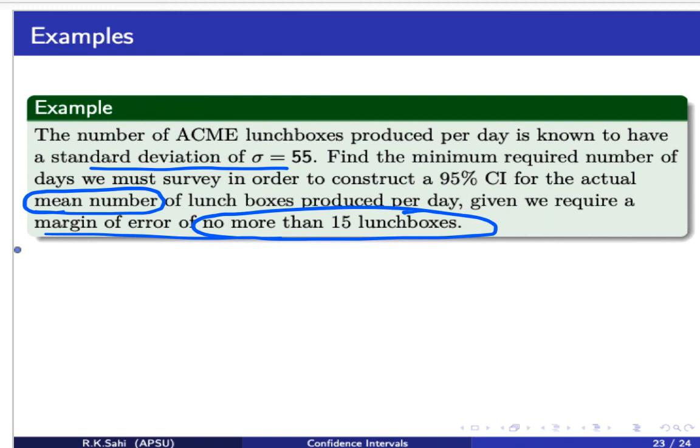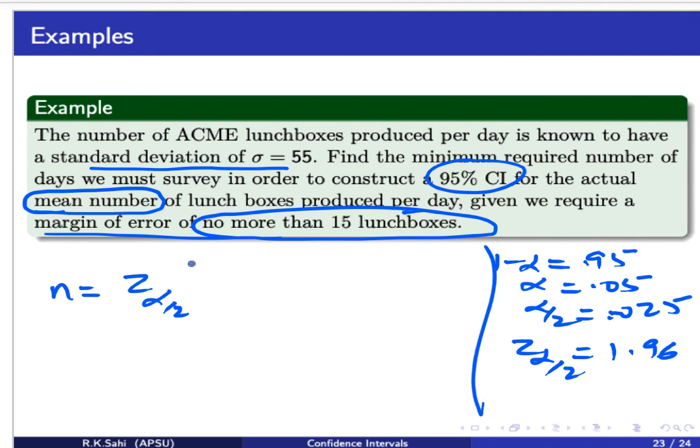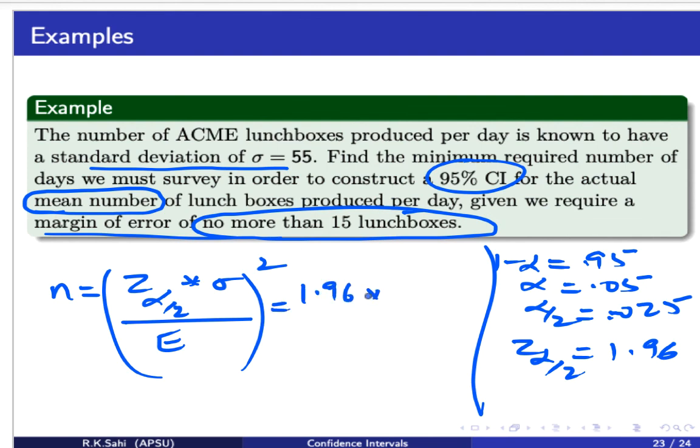So what's the formula, guys? If you remember, for 95%, 1 minus alpha is 0.95, alpha is 0.05, alpha by 2 is 0.025, and we know from before that Z alpha by 2 is 1.96. So n is Z alpha by 2 times sigma over the margin of error, the whole squared. That's what it is. Okay, so Z alpha by 2 is 1.96.